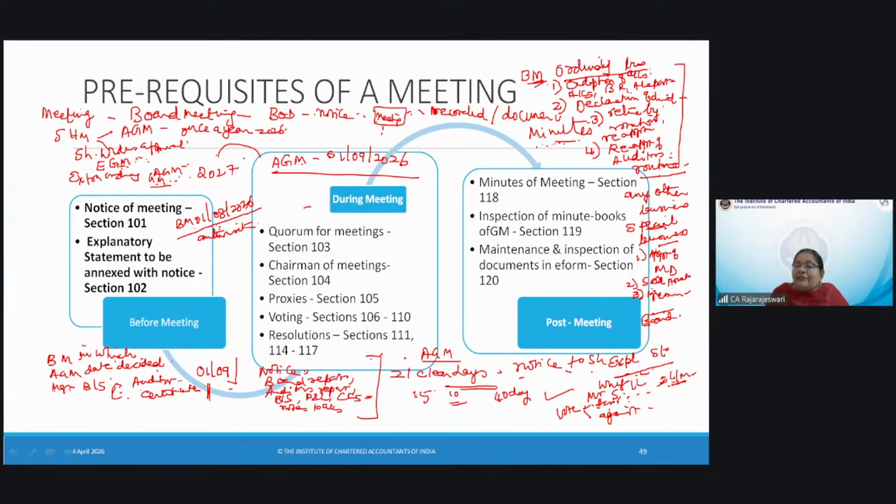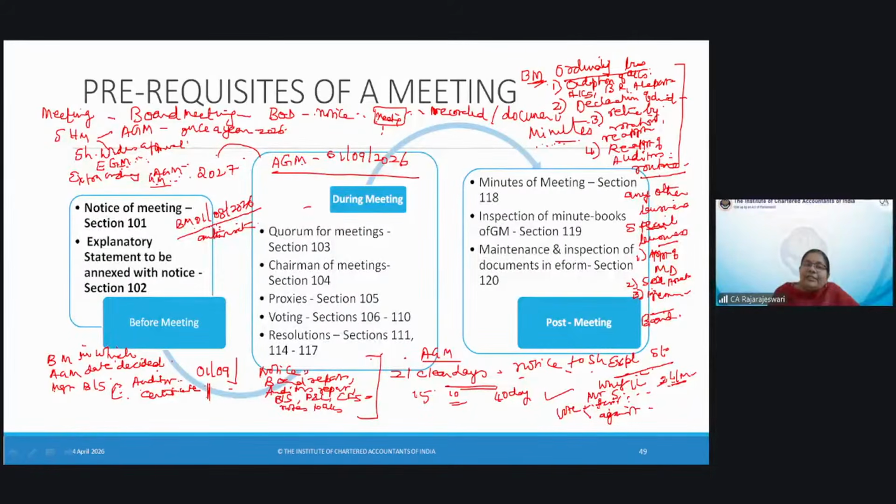To consider and, if thought fit, to pass with or without modification the following resolution, an ordinary resolution or a special resolution. Certain resolutions require a special resolution, where three-fourths have to consent. For certain things a simple majority is sufficient, and you call that an ordinary resolution. If the votes cast in favor are three times more than the votes cast against the resolution, then it is a special resolution, which we will deal with in detail in the subsequent class.